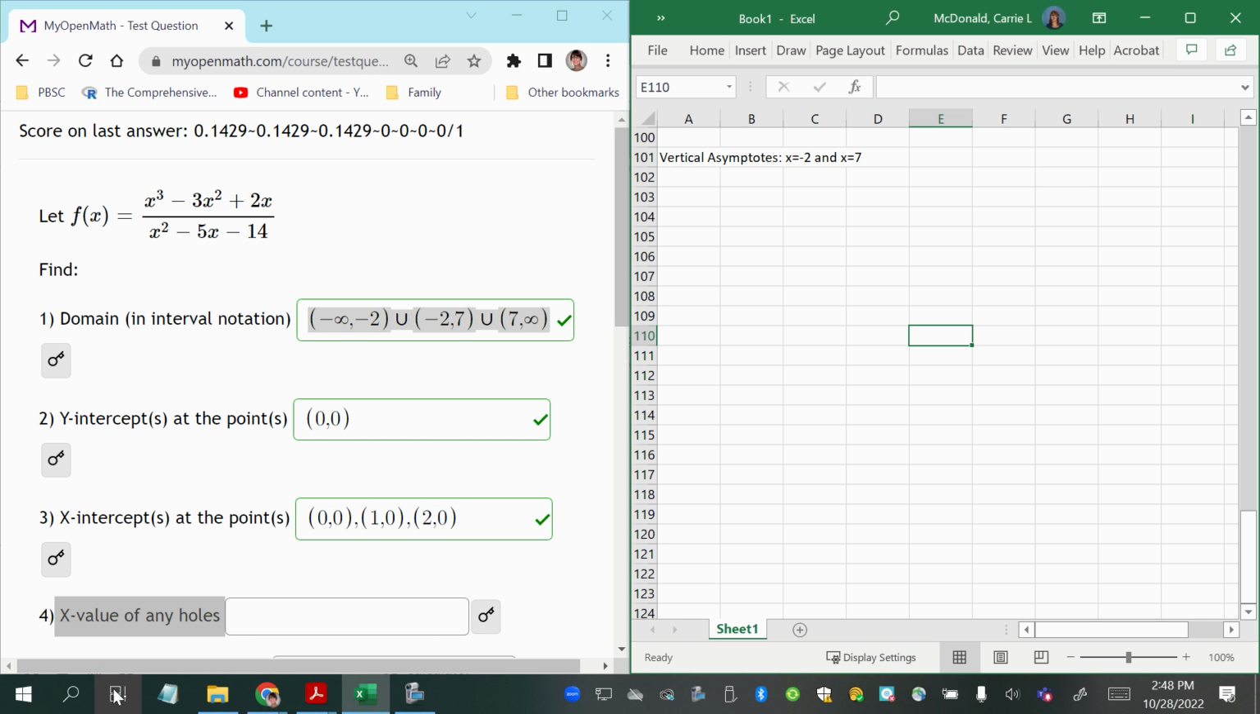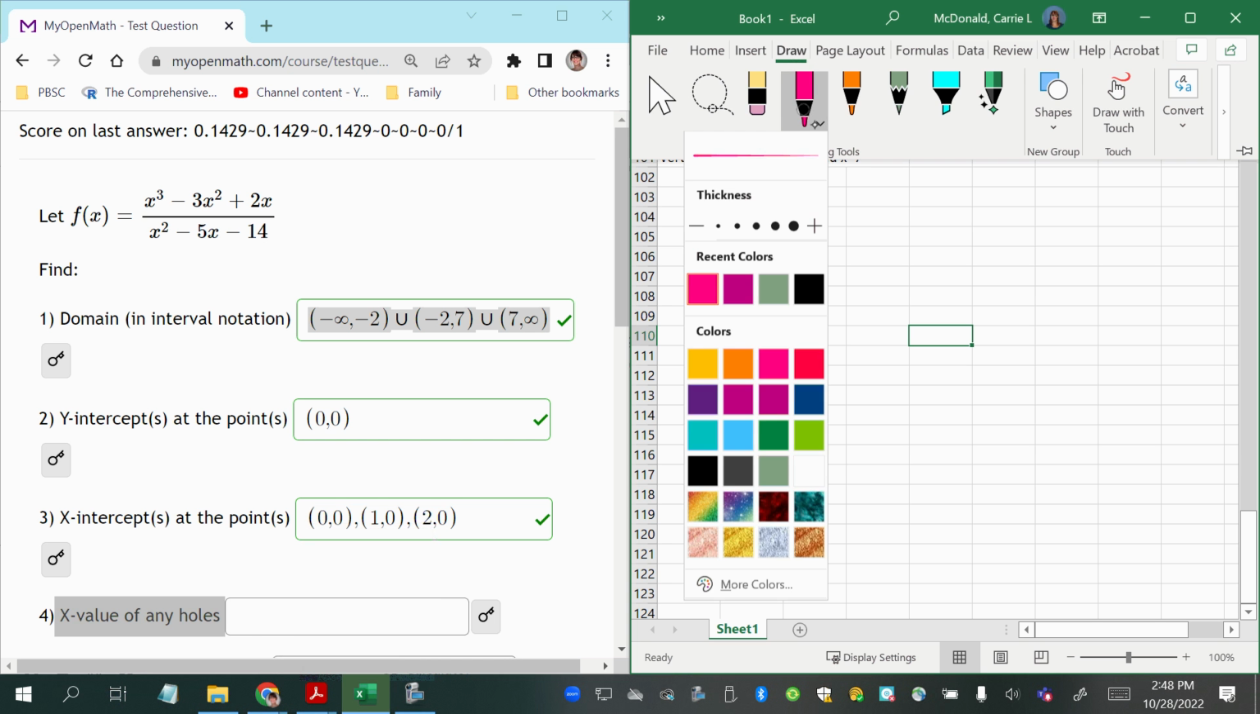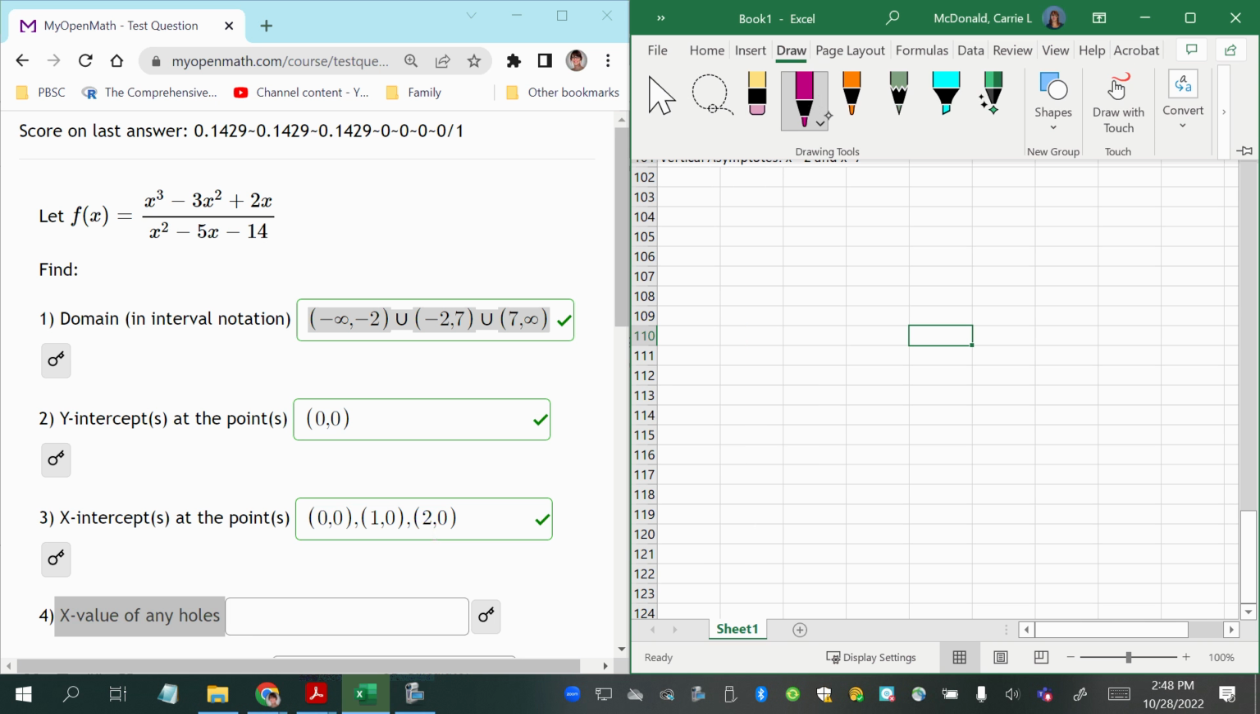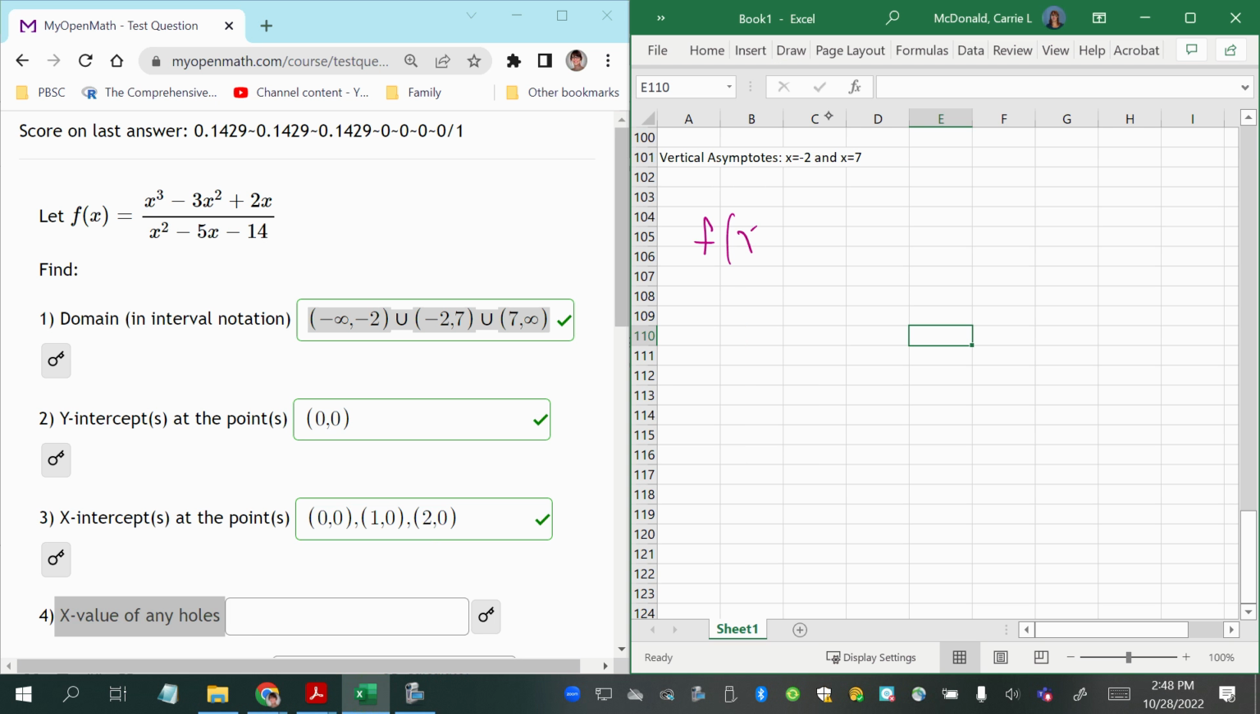All right, so let me show you what happens if we factor out both the top and the bottom of our function. Okay, and let's see if there are any holes, because if any of the factors are the same on top and bottom, that will create a hole in our function. All right, so I have x cubed.